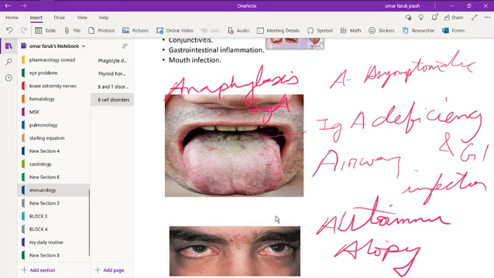Another thing you have to remember: if a person has anaphylaxis following blood transfusion, and has a history of anaphylaxis during blood transfusion multiple times, then you have to figure out that he might have selective IgA deficiency.